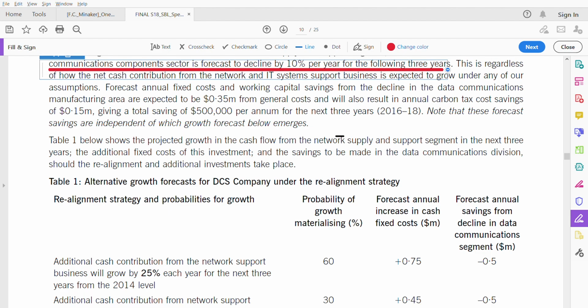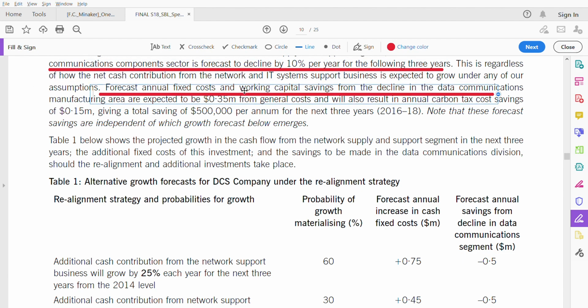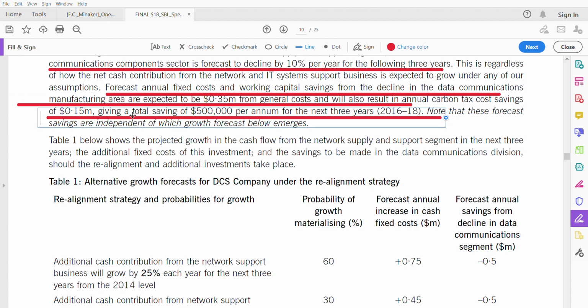Now, the focused annual fixed cost and working capital savings from the decline in the data communication manufacturing area are expected to be 0.35 million from general cost, and will also result in annual carbon tax cost savings of 0.15 million, giving a total saving of 500,000 per annum for the next 3 years. Note that these forecast savings are independent of which growth focus below emerges. Right? So whatever happens to the growth focus, the savings will be 500,000 only.